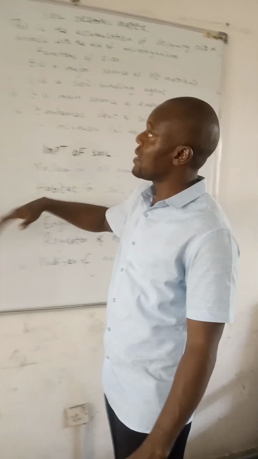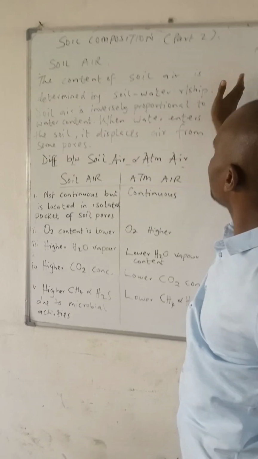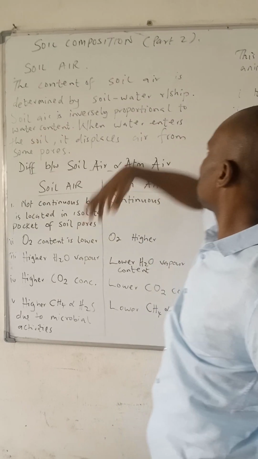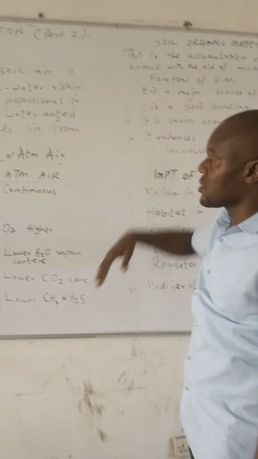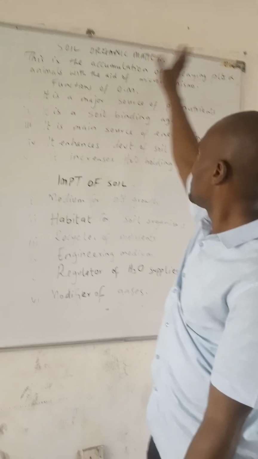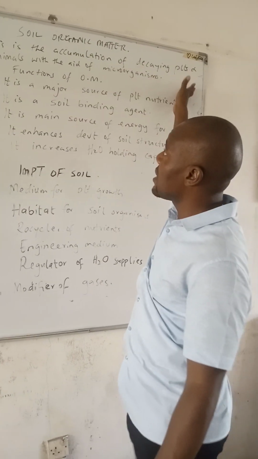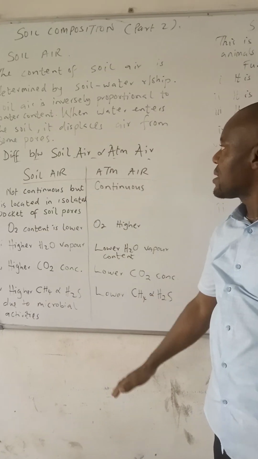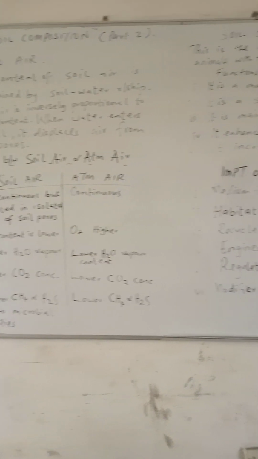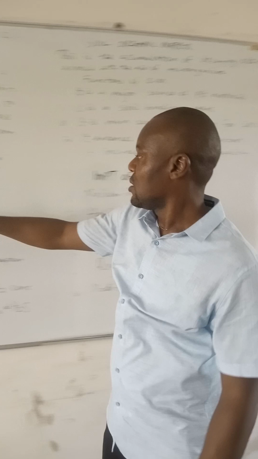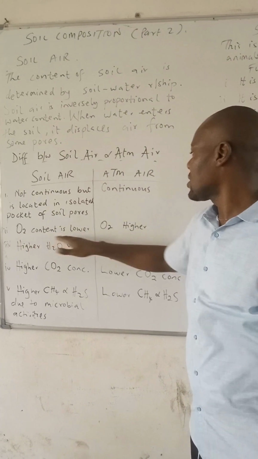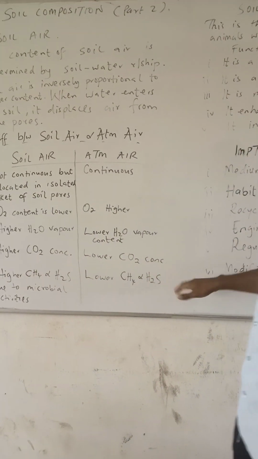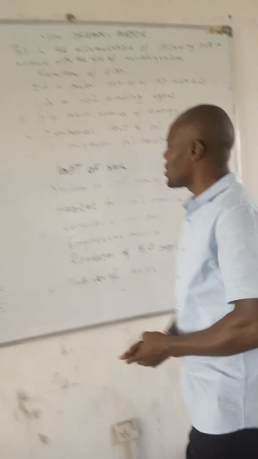So, like I said, we have soil air, which has an inversely proportional relationship to water content, which means the higher the soil water, the lower the soil air, and so on. Whereas soil organic matter is a combination of decaying plants and animals with the aid of microorganisms. And I enumerated the differences between soil air and atmospheric air as follows: the oxygen content is lower, the CO2 concentration is higher, and other ones. And then the importance of soil.